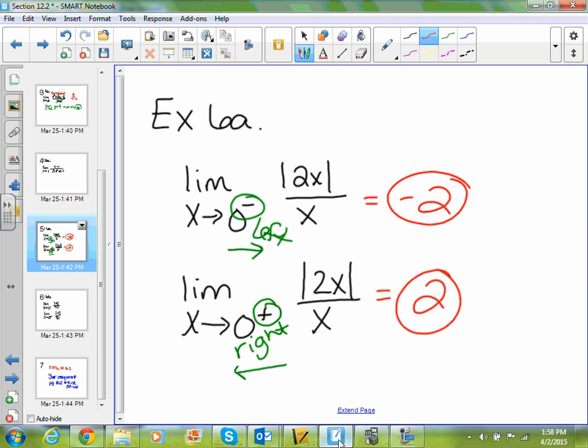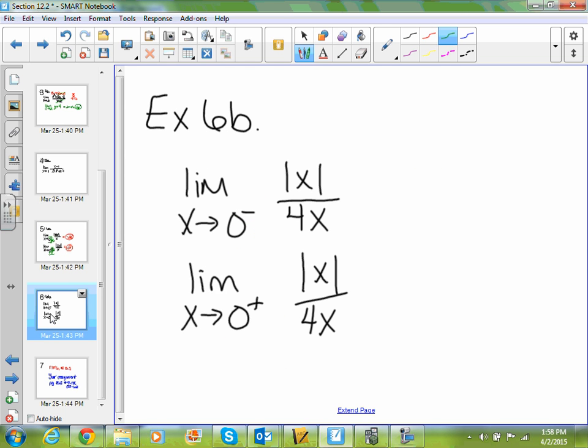Okay, so we'll do one more of those, and then you guys can get started. So the limit as x approaches 0 from my negative direction, so from the left. And the limit as x approaches 0 from the positive direction, so from the right.